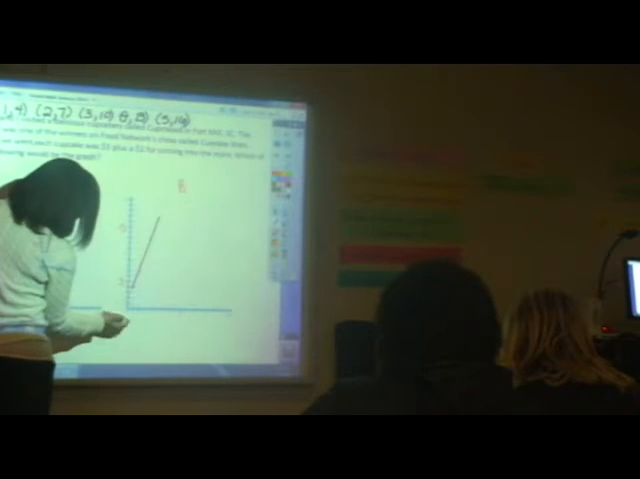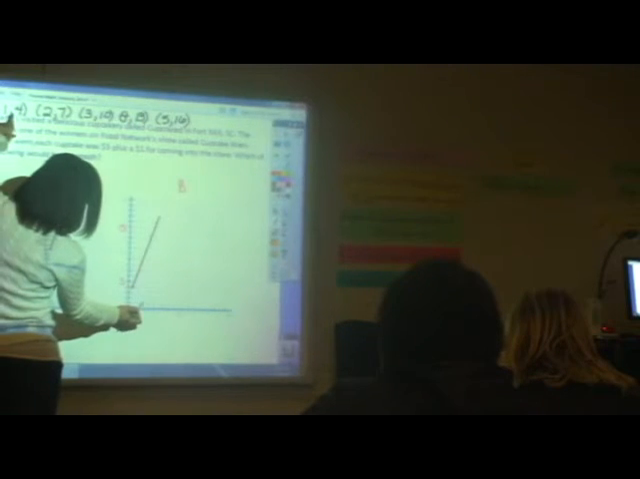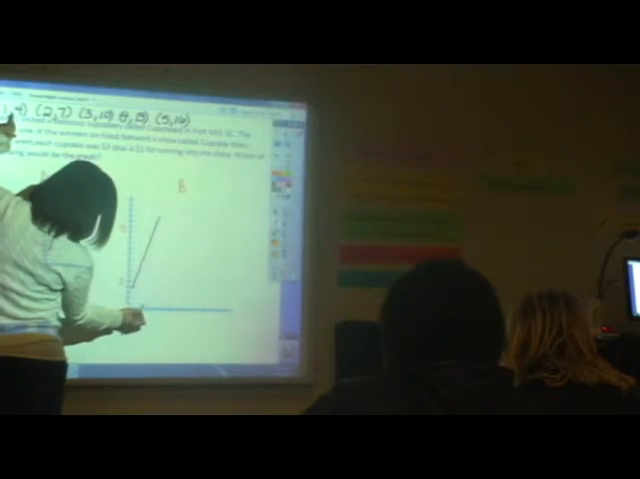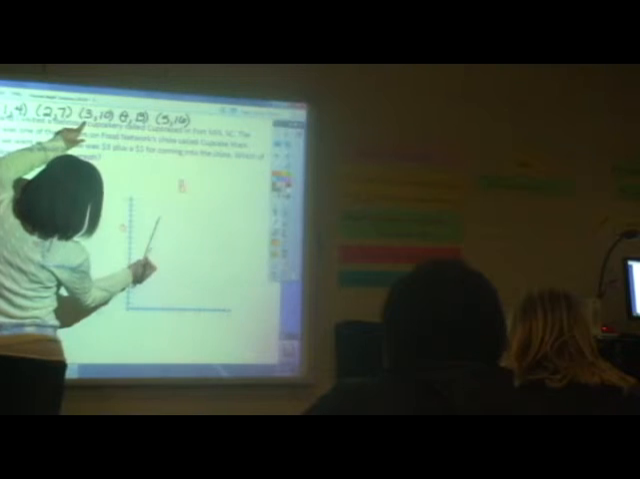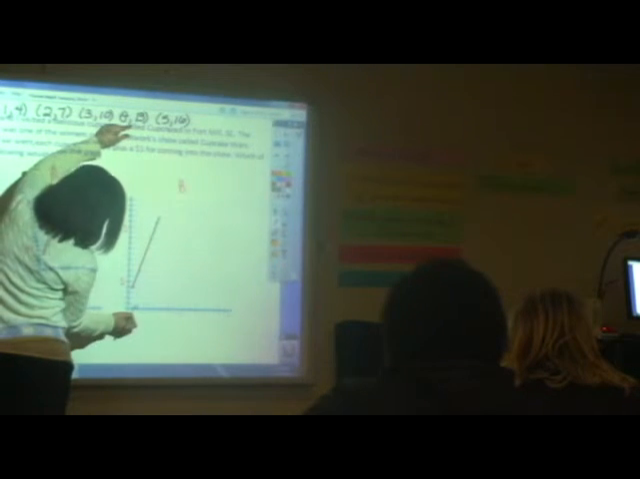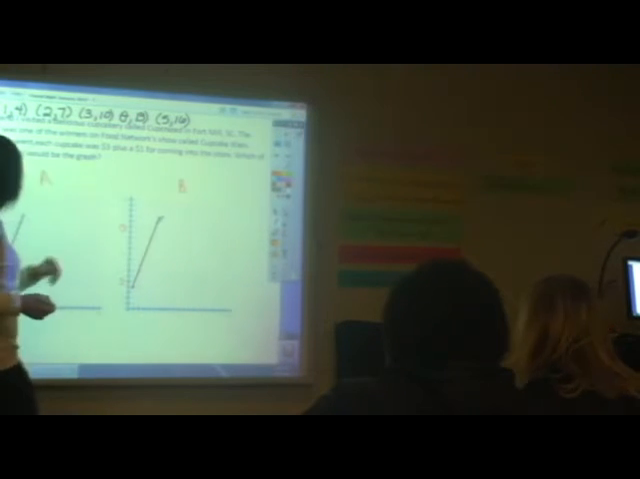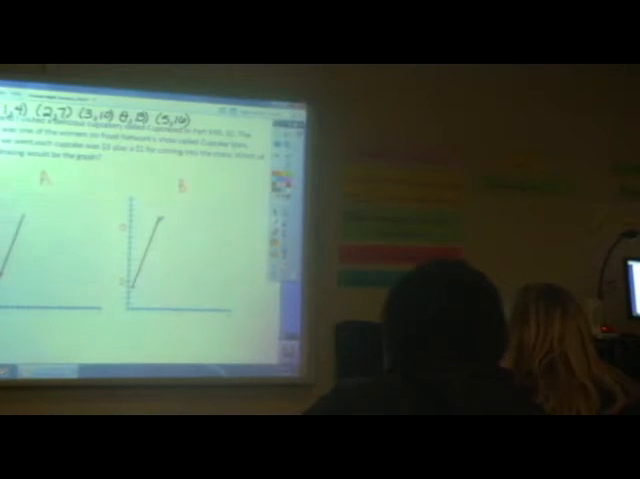See, let's test it. Start at 0, B. Over 1, up 4, that matches that one. Over 2, up 7, over 3, up 10, over 4, up 13, and over 5, 16. So it is definitely B. Those small little ones mess me up.